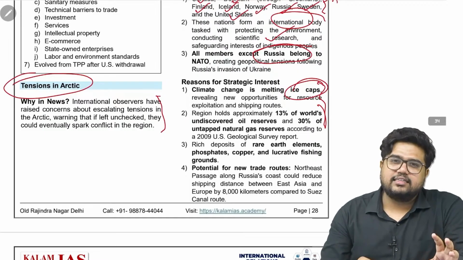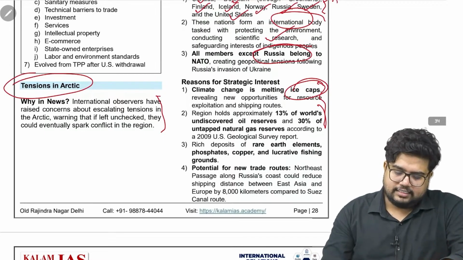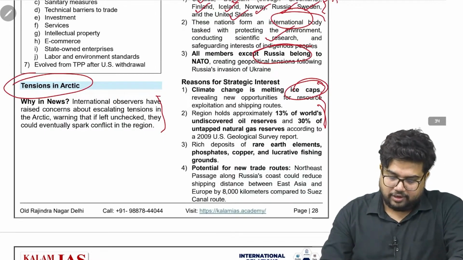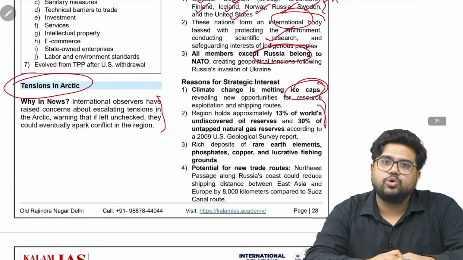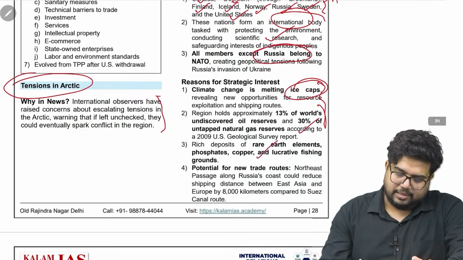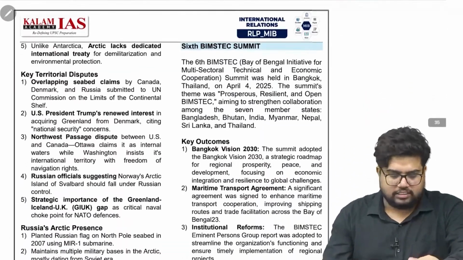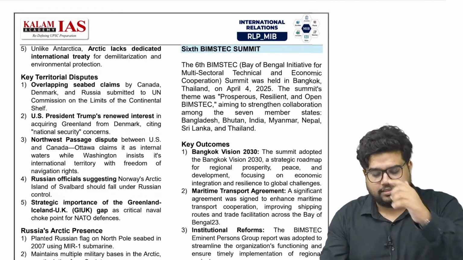Secondly, the resources beneath this Arctic Sea: 13% of global undiscovered oil reserves, 30% of untapped natural gas, all these are being stored within this Arctic region. Then rare earth elements, potential for new trade routes, all these are factors why the Arctic Circle becomes important.